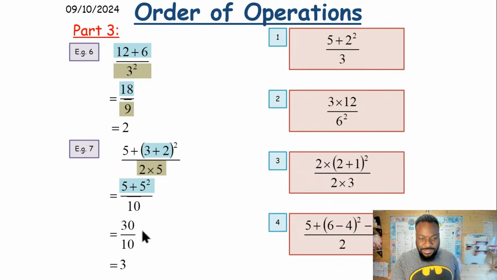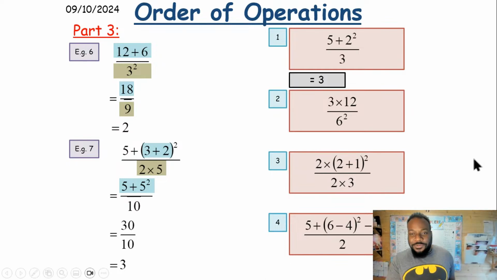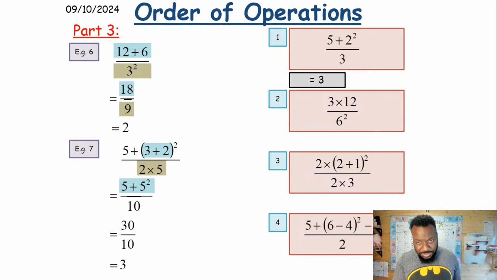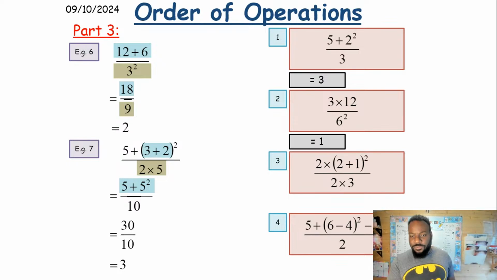Okay, that is time. Zooming back in. Let's go. Right, so 3, because we have that power to deal with first. So we've got 2 squared, which is 4, plus 5, going to give us 9. And then we need to divide it by the denominator, which is 3. 9 divided by 3, because 3 times 3 is 9. The answer is 3. Okay, we've got that power on the bottom there, which is 6 squared, 36. But then also we got 3 times 12, which is 36. So it's 36 divided by 36. If it's divided by the same number, it goes into itself 1. So the answer has to be 1.